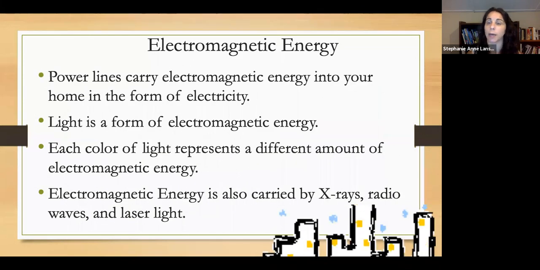Electromagnetic energy, again, power lines carry electromagnetic energy into our home in the form of electricity. So light is also a form of electromagnetic energy. And each color of light actually represents a different amount of electromagnetic energy. And again, it's also carried by X-rays, radio waves, and laser lights.